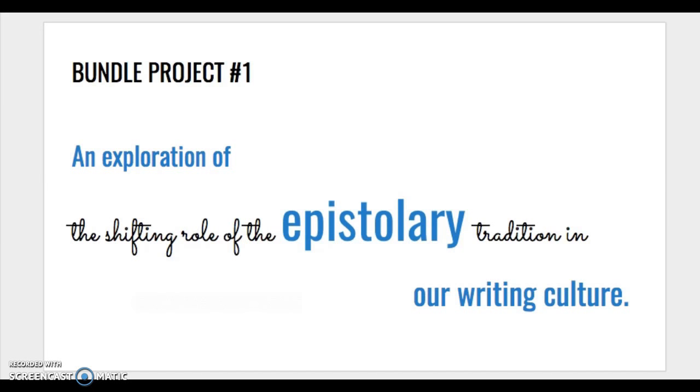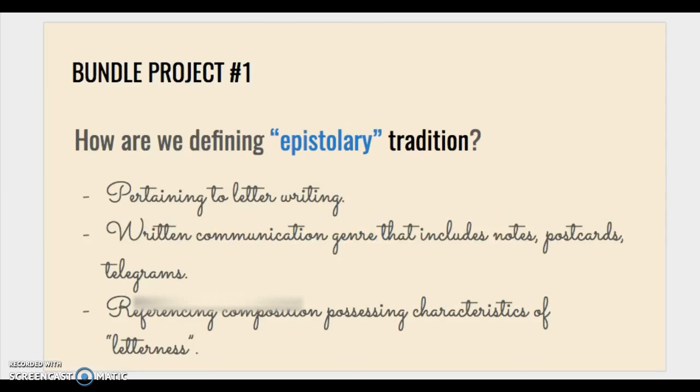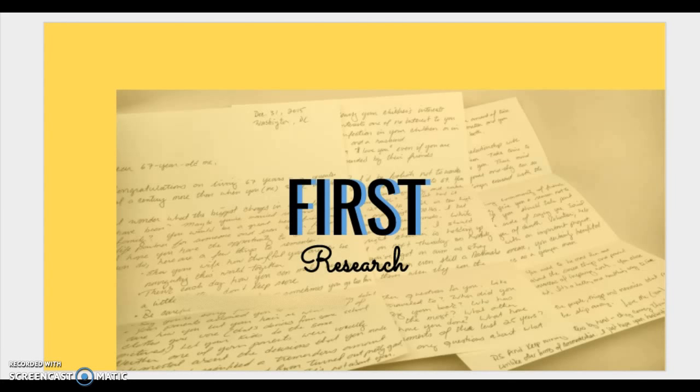What is an epistolary tradition? An epistolary tradition is essentially letter writing. It's a genre that is letter writing in the sense that it also includes written communication such as notes, postcards, and telegrams, and it talks about composition that possesses the characteristics of letterness. So we are talking about an epistolary tradition in the many iterations that have surfaced in our time and, of course, historically. As you can see in the syllabus, this project is broken up into three parts.